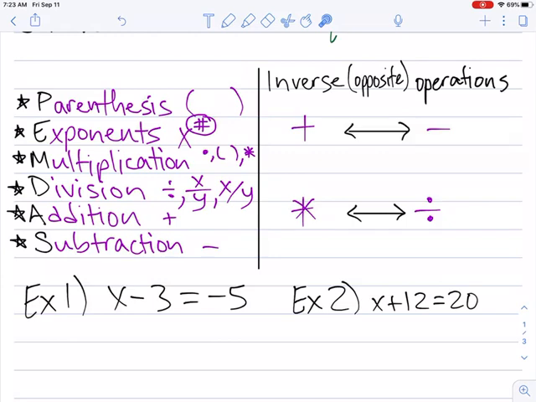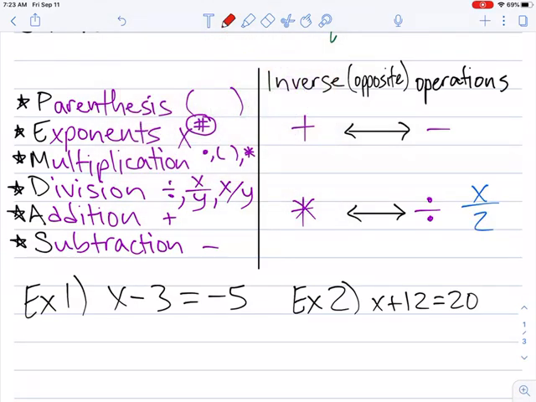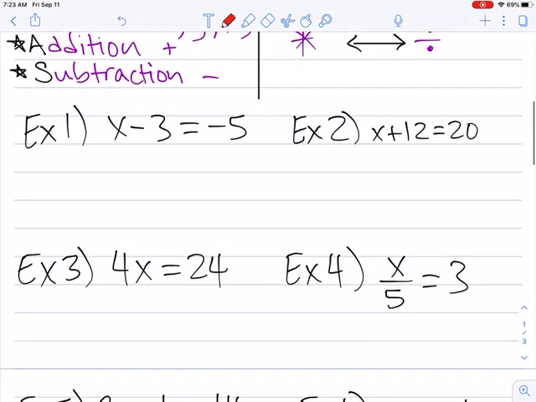The opposites are also multiplication and division. So if I see x over 2, that means x divided by 2. So x over 2 means divided by. In order to do the opposite, you would need to multiply by 2 on both sides. So let's look at a couple examples of this.